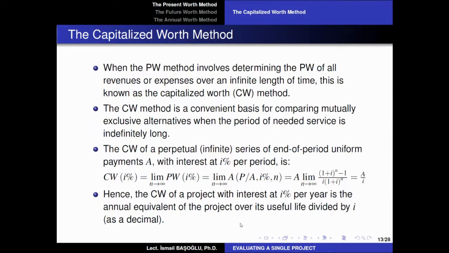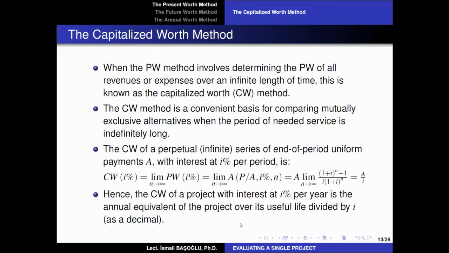And therefore, under the capitalized worth method, the present worth calculation of a uniform series will be simply equal to the uniform series divided by the interest rate as decimal. Okay. So the capitalized worth of a project with interest rate i% per year is the annual equivalent of the project over its useful life divided by i. So i is going to be used as decimal, of course.